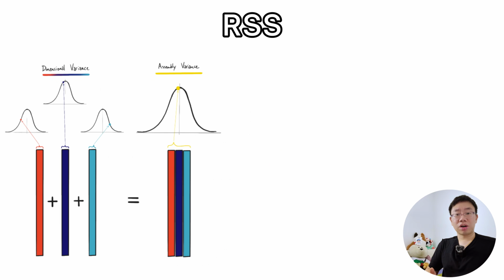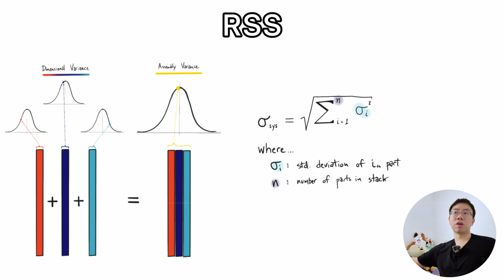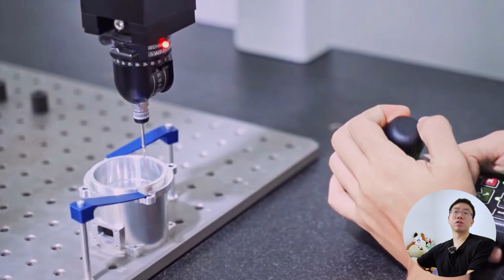Root sum square, on the other hand, assumes variations to be random and statistically independent. Instead of adding them directly, we take the square root of the sum of their squares. This gives a much more realistic estimate of actual variation for production parts, where it's statistically unlikely all dimensions will hit extremes at once.